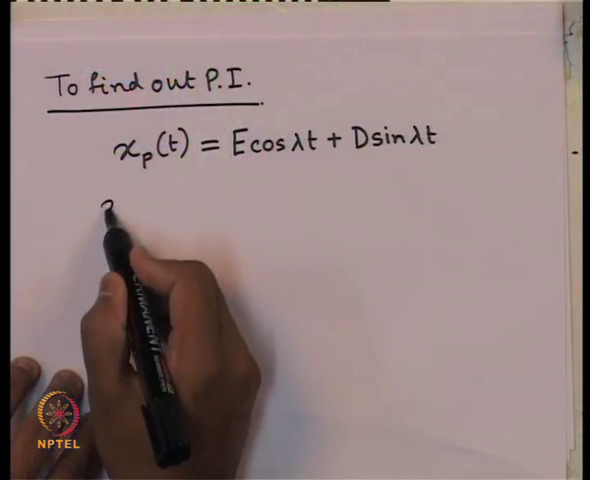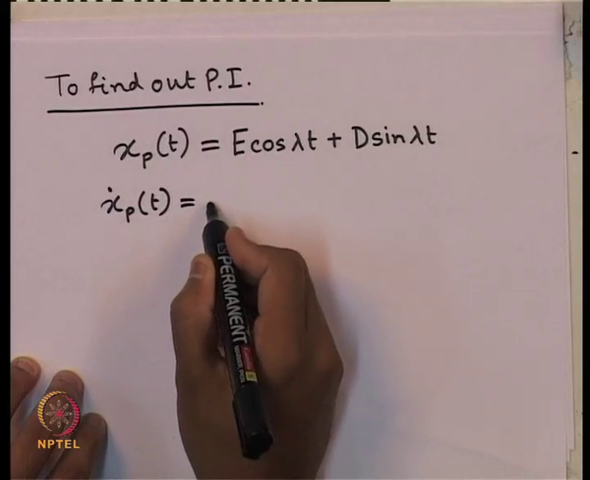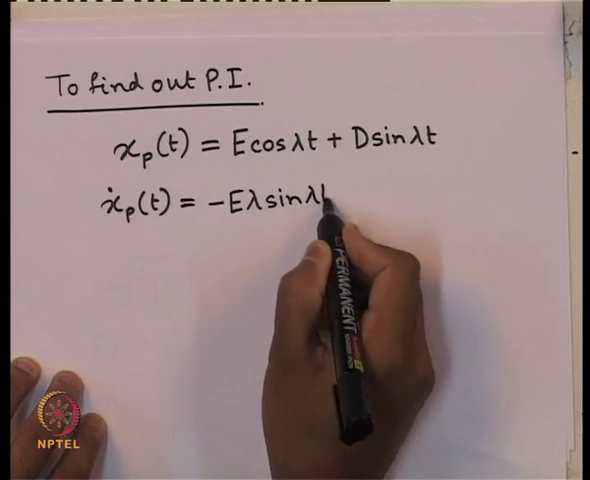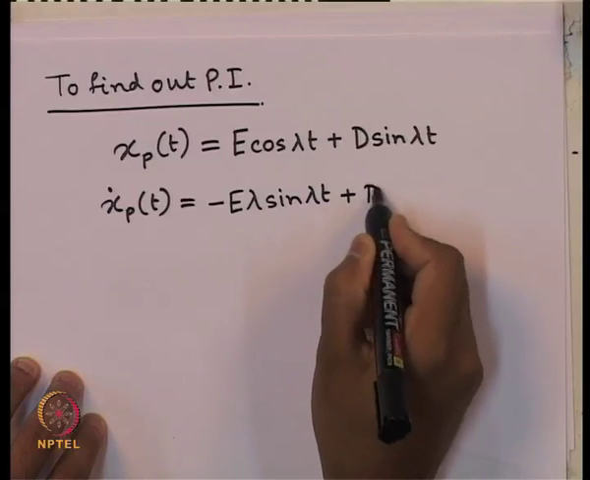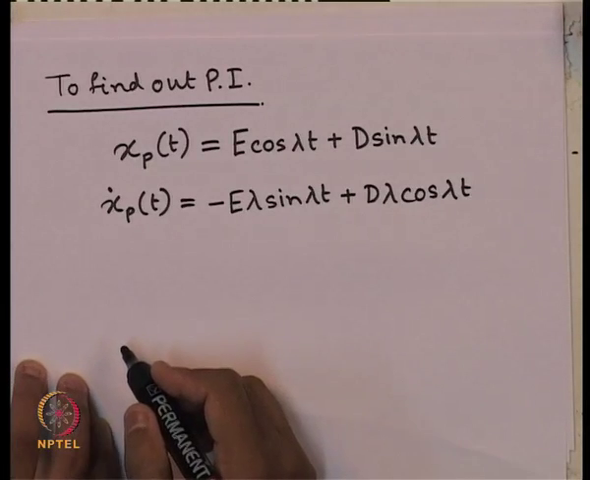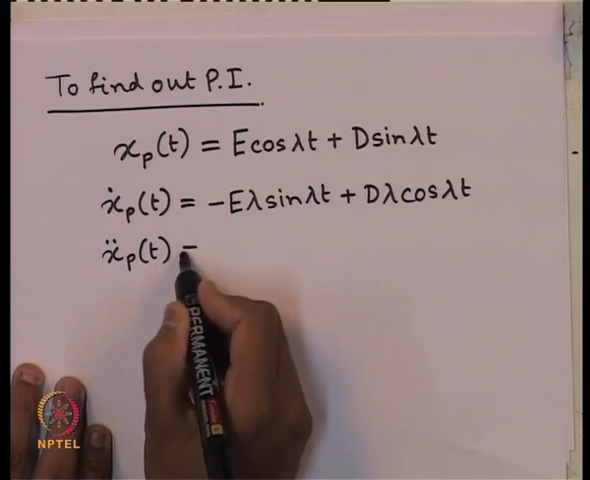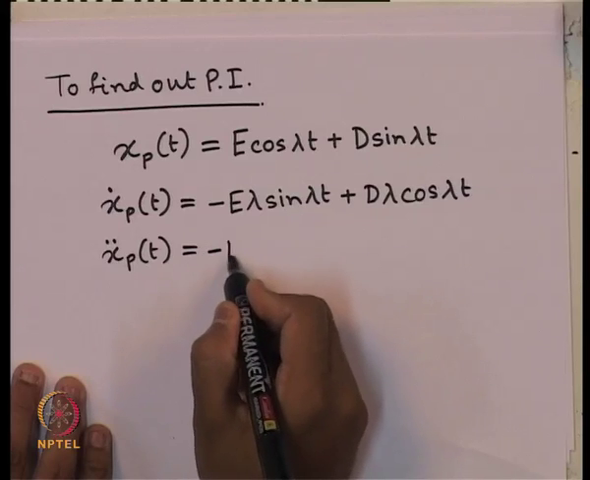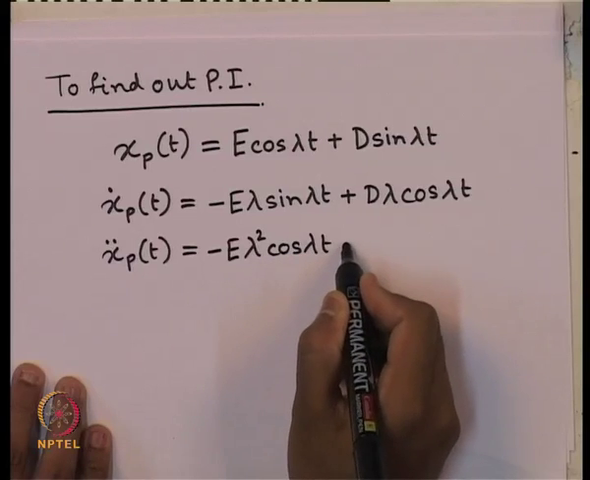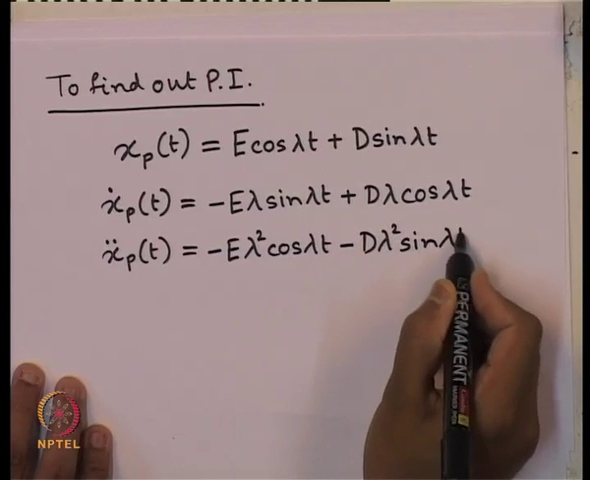If I differentiate this with respect to t, I will get the velocity. So, that will be minus E lambda sine of lambda t plus D lambda cosine of lambda t, that is the velocity of the particular integral part. What is the acceleration? Again let us differentiate the velocity with respect to time. We will get minus E lambda square cosine of lambda t minus D lambda square sine of lambda t.